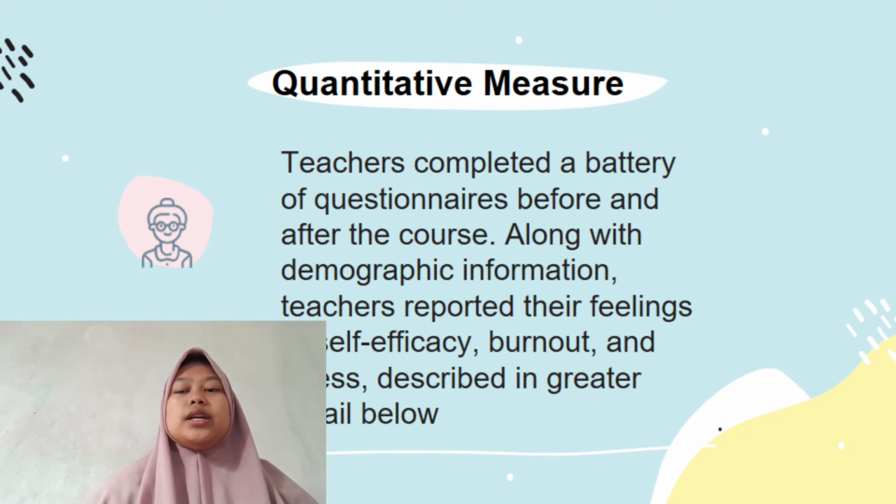Iwanicki and Schwartz, 1991. The scale has 22 items with 3 subscales. Emotional exhaustion, i.e., "I feel emotionally drained from my work," 8 items. Depersonalization, i.e., "I feel I treat some students as if they were impersonal objects," 5 items. And personal accomplishment, i.e., "I feel I'm positively influencing other people's lives through my work," 8 items.